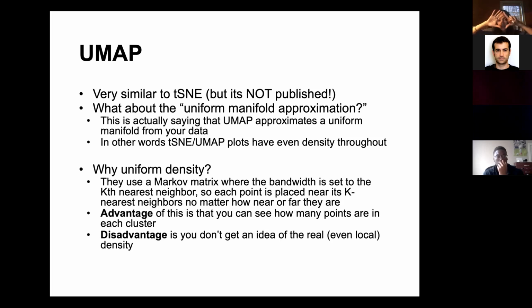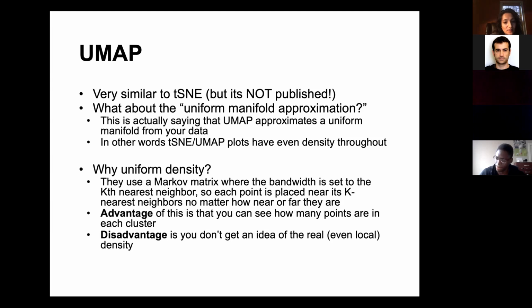It's kind of trying to blow out the density so that it's uniform everywhere. And that's what uniform manifold approximation means. And actually, I asked the author this, and he verified that that's what is meant by this, is that UMAP is sort of constructing a manifold that's uniform.